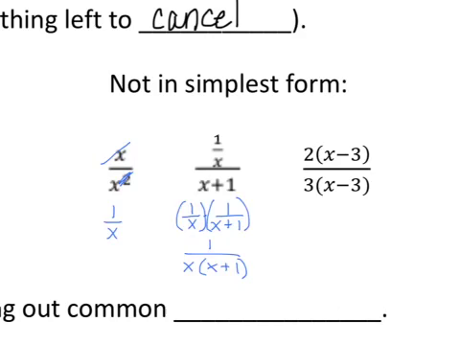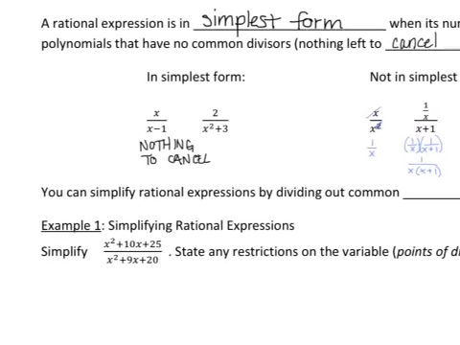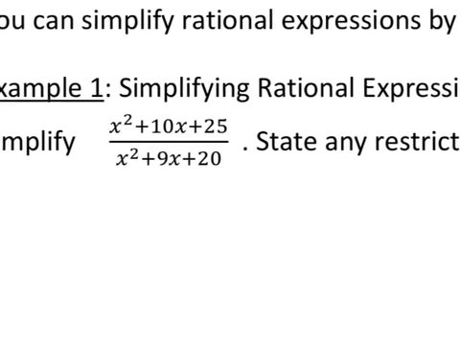The next one, what can we cancel? X minus 3, so we're left with 2 over 3. Any questions? So basically when we simplify rational expressions, we are going to divide out common factors, which many times means that we have to factor. Yay! So like on this example, we need to factor.